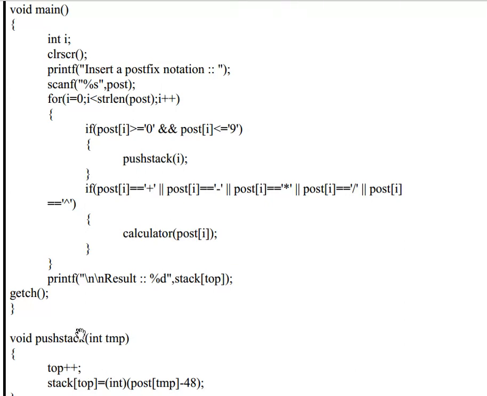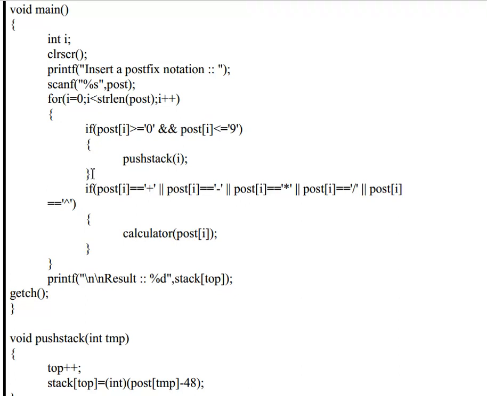So this is the function definition we have. What it is receiving here is the integer value of 0 to 9. That means whatever the character is, the integer equivalent of that will be pushed onto the stack. In this statement we can see that stack of top is equal to, we are converting explicitly the character to integer, that is postfix of the value we have taken minus 48, it will give you the actual integer value, so that will be pushed onto the stack. If this is an operand, then this part will be executed.